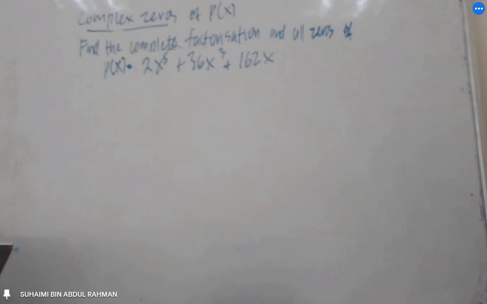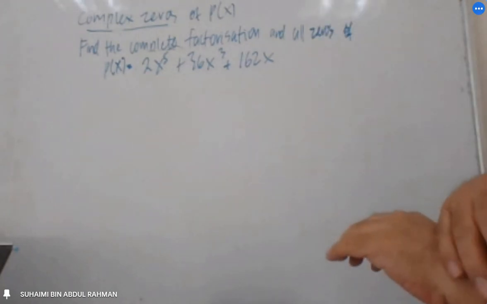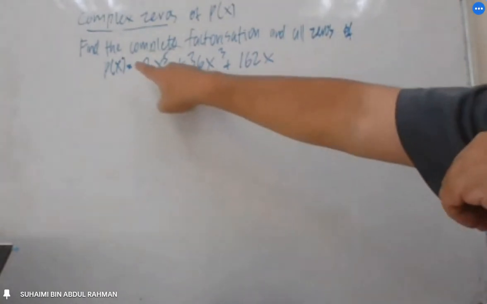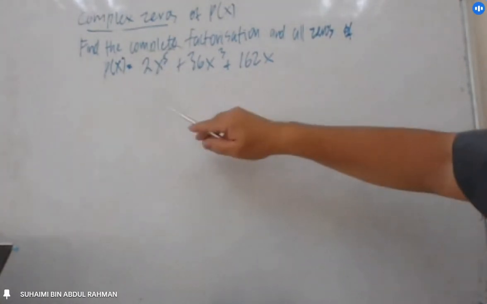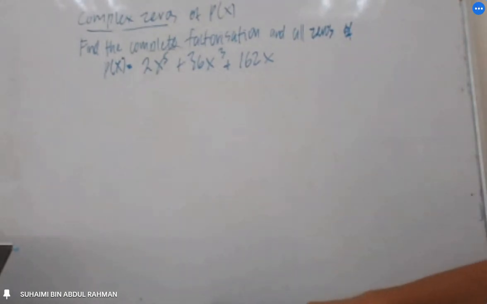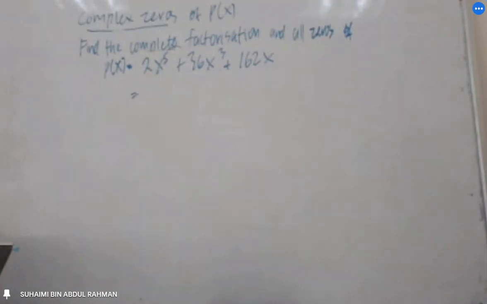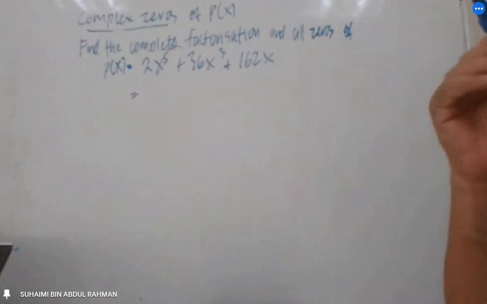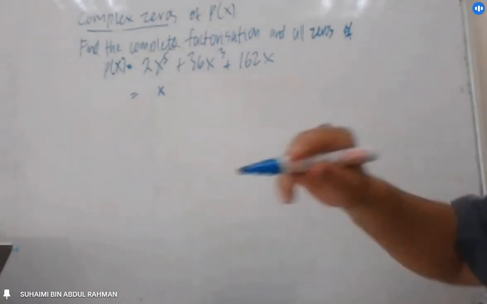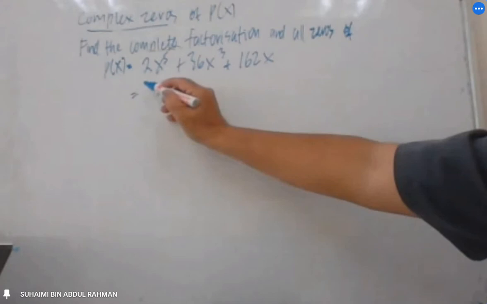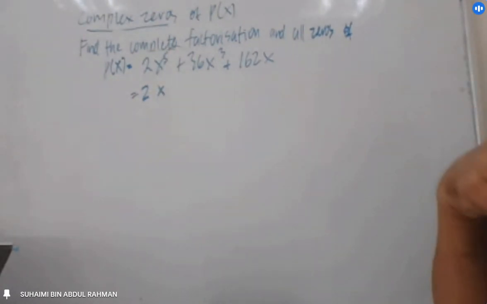Factorize. Now we have three terms instead of 4 terms. We cannot use factorization by grouping because we cannot group 2 and 2. So what we have to do: all those 3 terms, term number 1, term number 2, term number 3, what do they share? X and also 2. So make 2x a common factor.